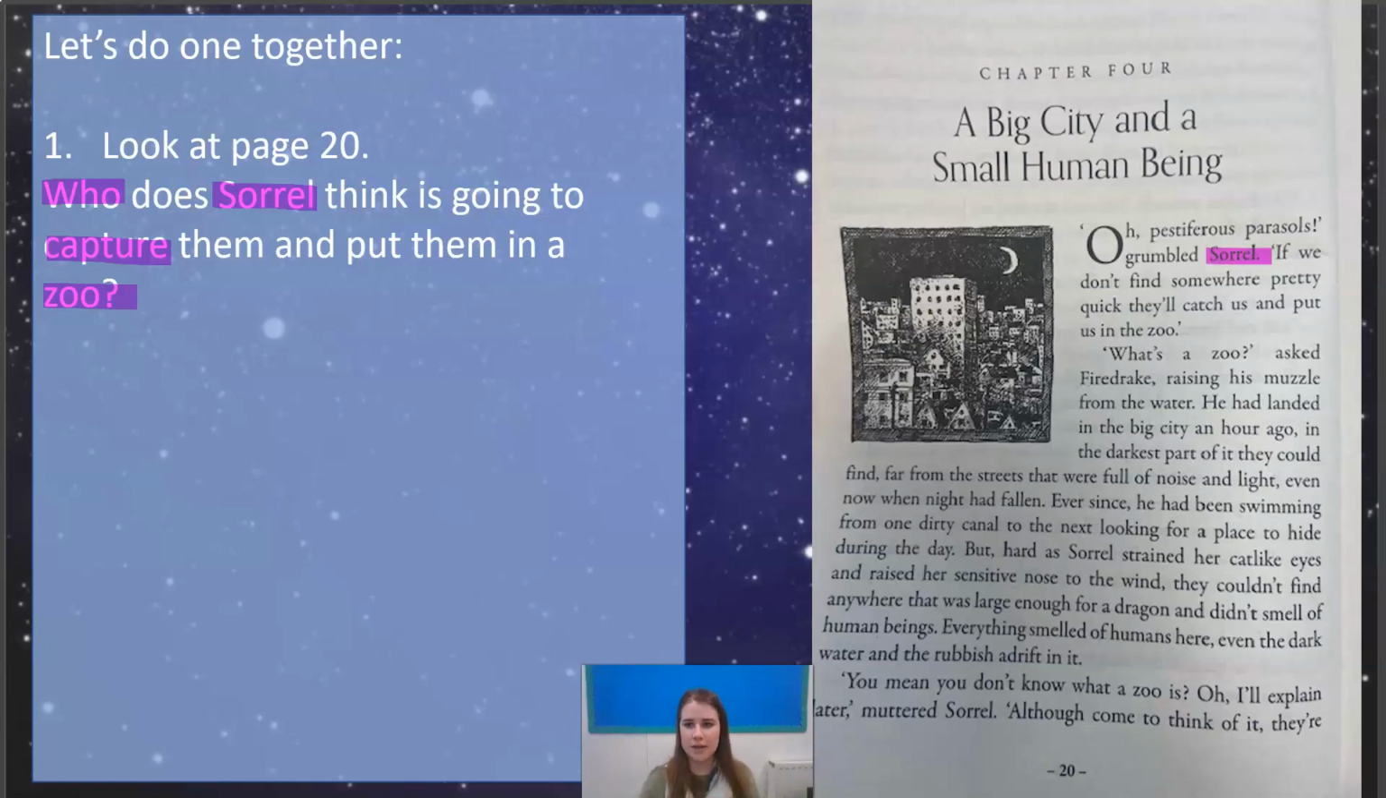Okay, so let's find this quote in the book. So there's Sorrel, and this is what she says: "If we don't find somewhere pretty quick, they'll catch us and put us in the zoo." Now I'm going to have a look at the title. It says a big city and a small human being. Now we know that they're going off to this big city to find another rat that's going to help them, but we know that the city is full of humans. So let's have a think about what humans might have to do with a zoo.